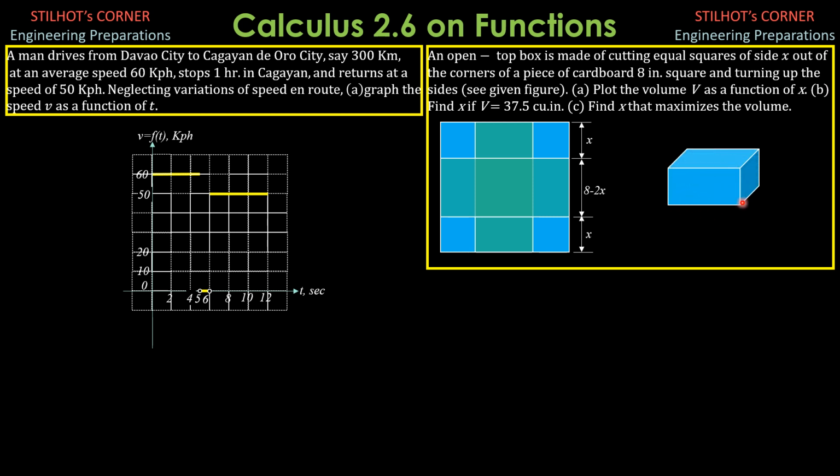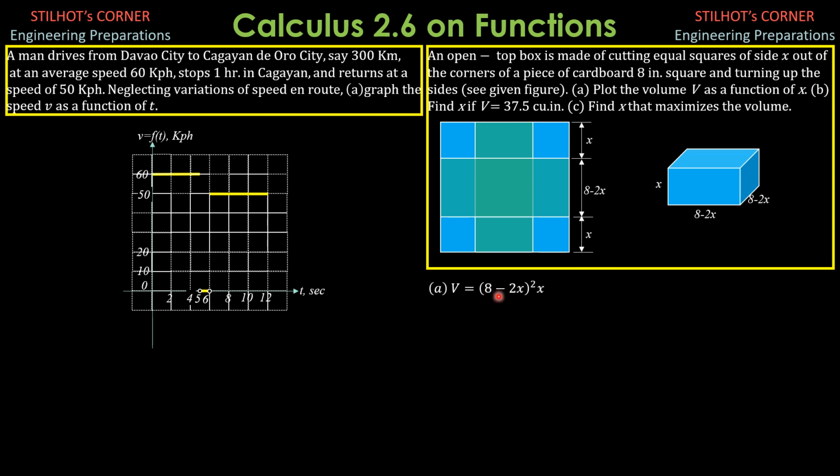So the base is a square with dimensions 8 minus 2x by 8 minus 2x, and the height of the box, after we fold along this edge or along this line, would be x. So the volume is length times width times height, or area of the base times height. So 8 minus 2x quantity squared times x. So volume equals quantity 8 minus 2x squared times x.